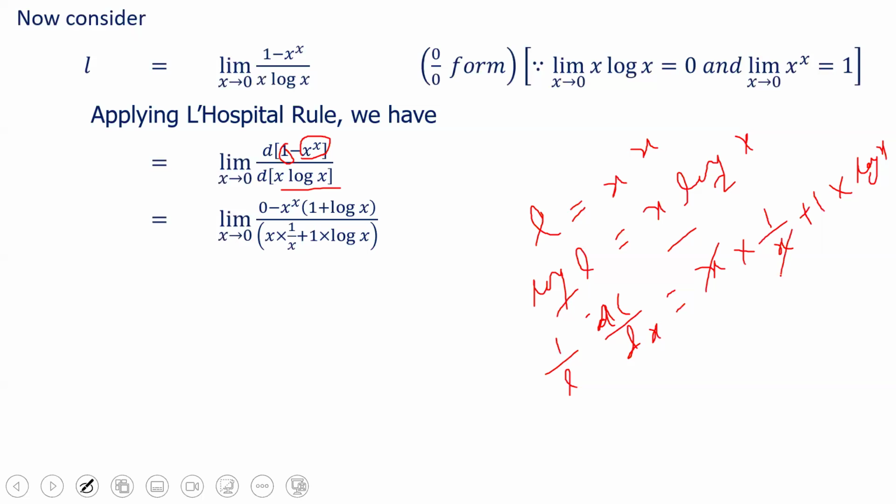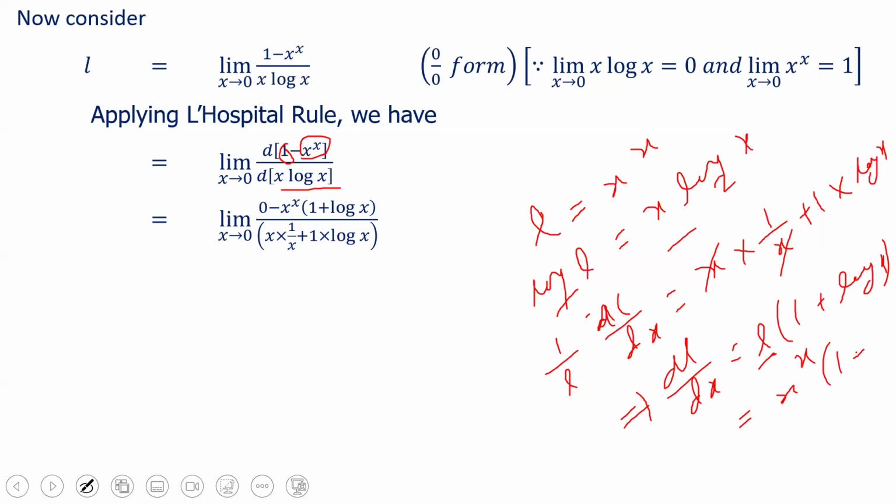Now this x will cancel. The derivative of L with respect to x is equal to L times (1 plus log x). And this L is nothing but x to the power x, so it is x to the power x times (1 plus log x). So clearly, the derivative of x to the power x is x to the power x into (1 plus log x), and with the minus sign, the numerator derivative is minus x to the power x into (1 plus log x).